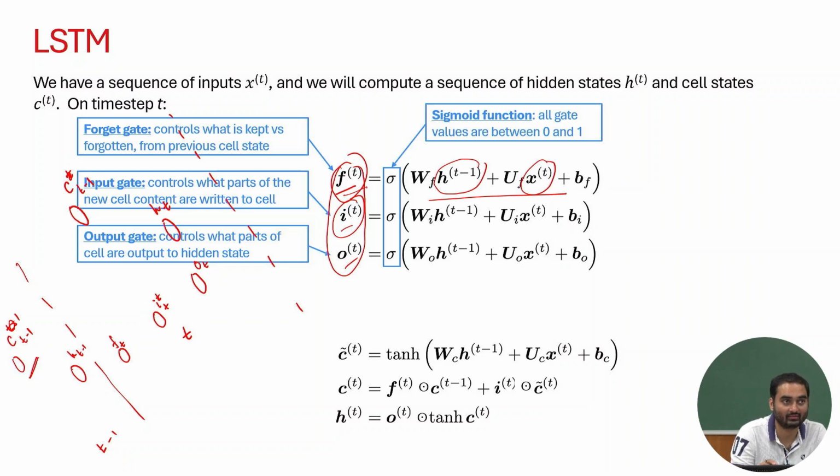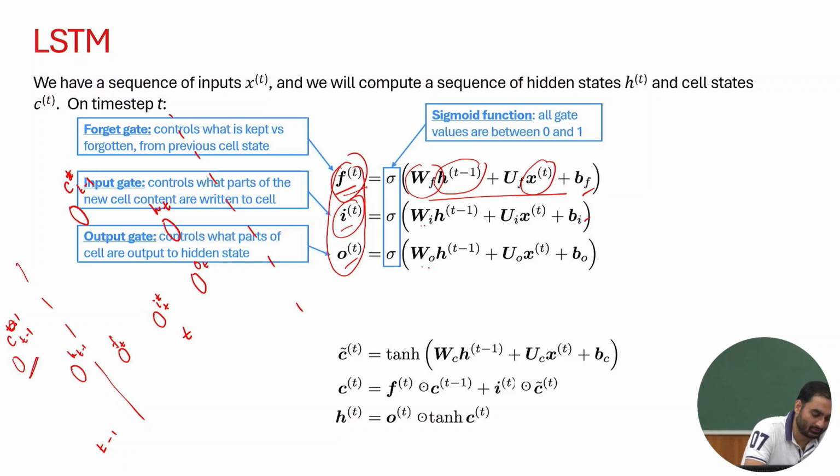And what are the differences? The differences are the weights. For the forget gate, you have two sets of weight matrices, WF and UF. For the input gate, WI, UI. For the output gate, WO, UO. And these matrices we need to learn. And along with this, we have bias. Just ignoring the bias for the time being.